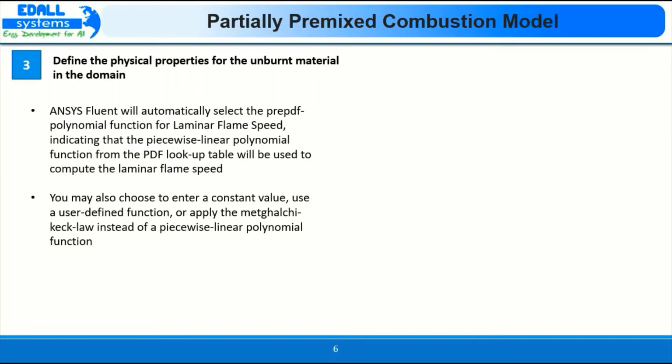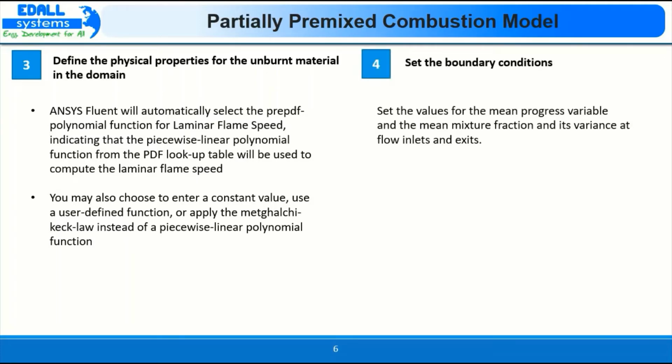So when we enter into materials under laminar flame speed, we can see that the PDF polynomial function is already defined and we can go with that. Otherwise, one can select a constant value or a user-defined function according to their problem. Then comes the fourth step, that is setting the boundary conditions.